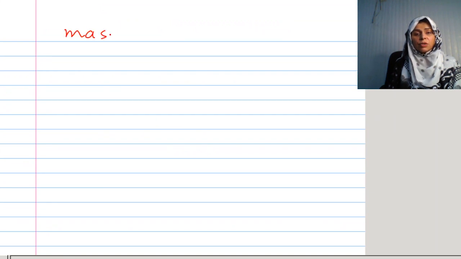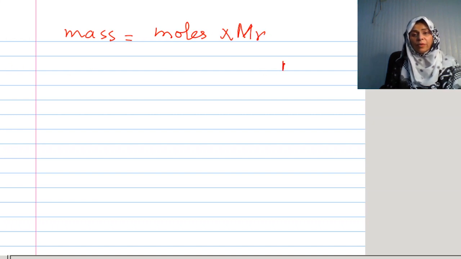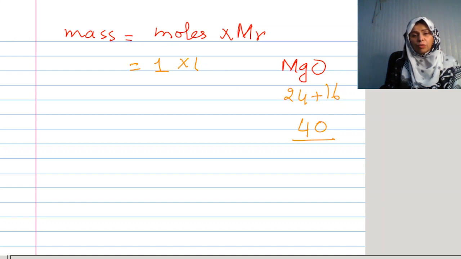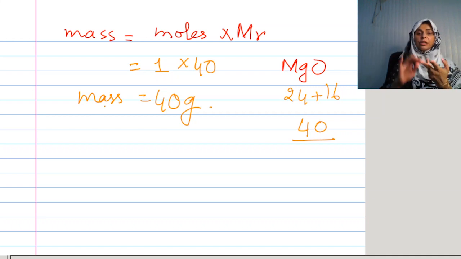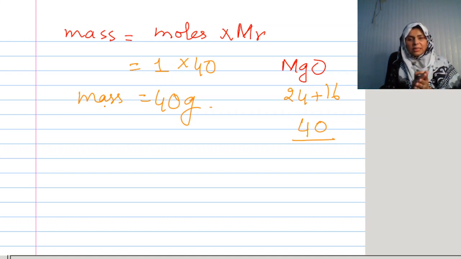So mass is equal to moles into Mr. First we will calculate the Mr of MgO. Its atomic mass is 24 plus 16, which is 40. We have got moles of MgO is 1, so 1 into 40. The answer is 40 gram. So this is the way we have to calculate. In the first step we calculate moles, then the ratio method, then mass. Practice these steps again and again.